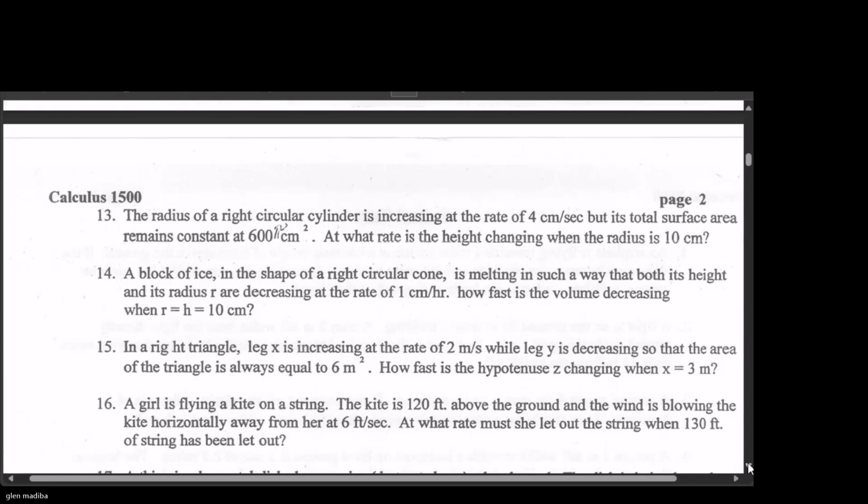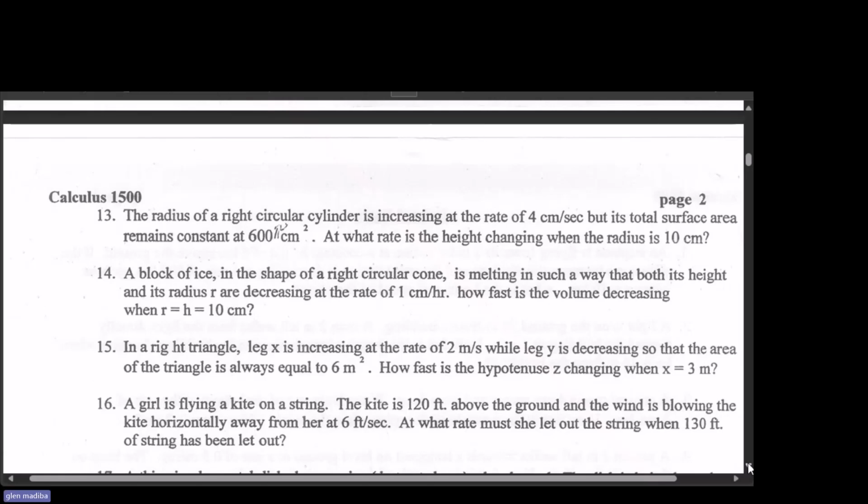Now, okay, we captured important information from the first line. The second line, yes, we captured what we think is important. Then now we are going to the last line. The last line is saying, at what rate must she let out the string when 130 feet of the string has been let out?